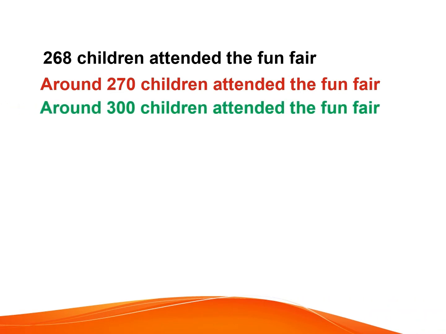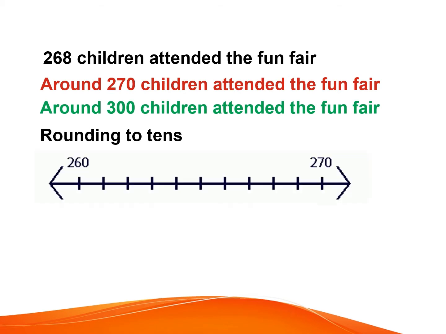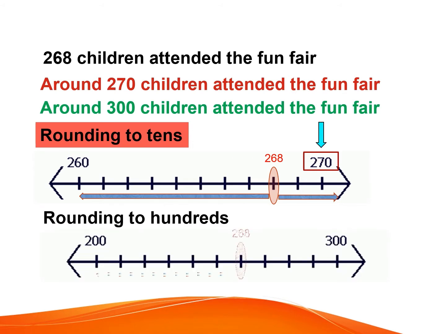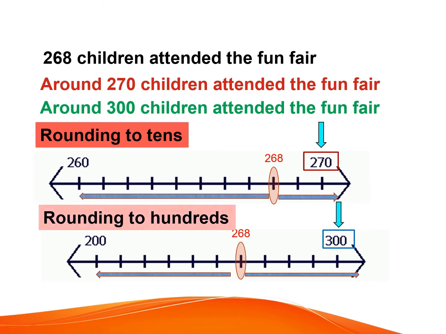But how do we do that? Let us see. 268, if we draw on a number line and we want to round off to tens, then we can see that it lies between 260 and 270. And which one is it closer to? Yes, it is closer to 270. So when we round off 268 to the nearest 10, we will round it off to 270. However, if we want to round off to hundreds, then we can see that it lies between 200 and 300, and this is closer to 300. So we will round off 268 to 300 while rounding to hundreds.